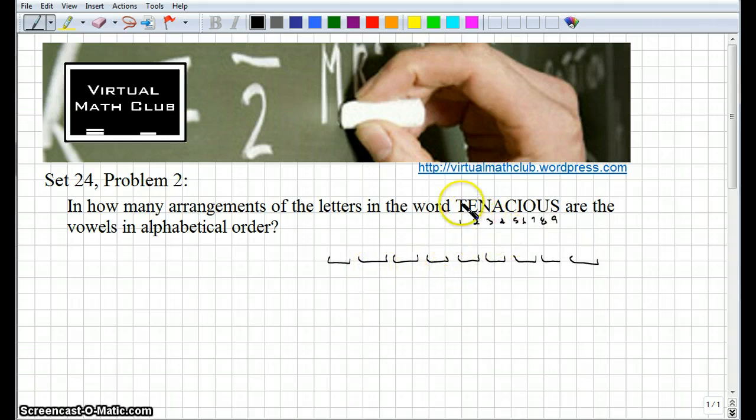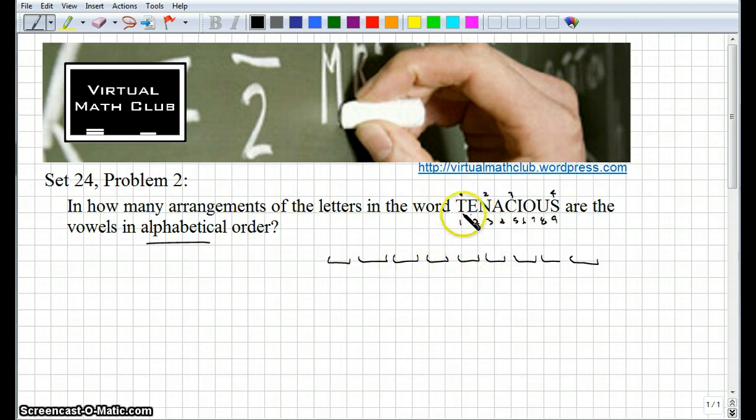But probably the easiest way to do this is, because there's a restriction on the vowels, we want the vowels to be in alphabetical order. So there's a restriction on those vowels. But it doesn't really matter where the consonants go. So let's think about it in terms of placing all the consonants first. Okay? So how many consonants do we have? We have 1, 2, 3, 4 consonants. So we have 4 consonants and 5 vowels, right? So we've got 4 consonants.